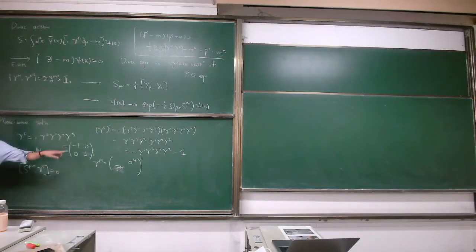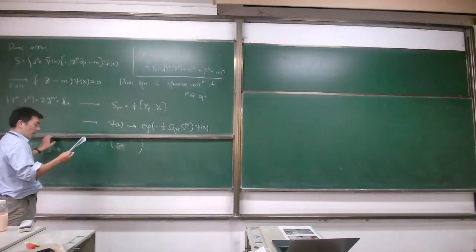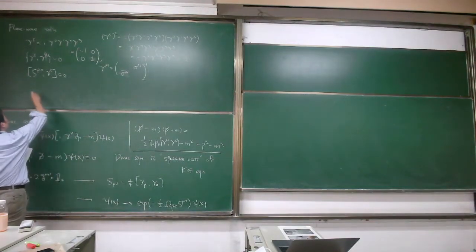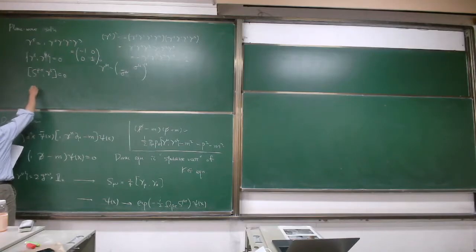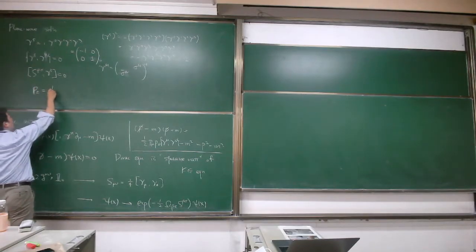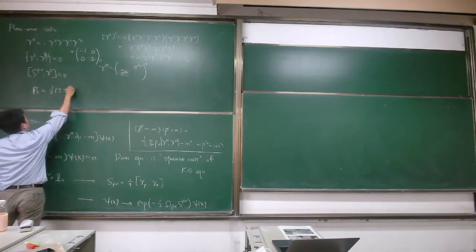Minus 1 in the upper component, and 1 in the lower. So then we can introduce the so-called projection operator, which I call P, which is 1/2 (1 plus or minus gamma 5).